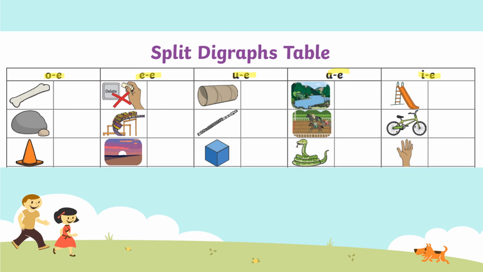The next one, I think, is supposed to be saying delete. So if we're going to delete something, delete. Next one looks like it could be the tube off the toilet roll, maybe, toilet roll tube, or the kitchen roll. So that would be tube, and we've just had a look at that one. And the next one looks like it could be a lake, lake. And then that last one under the I would be a slide, slide.